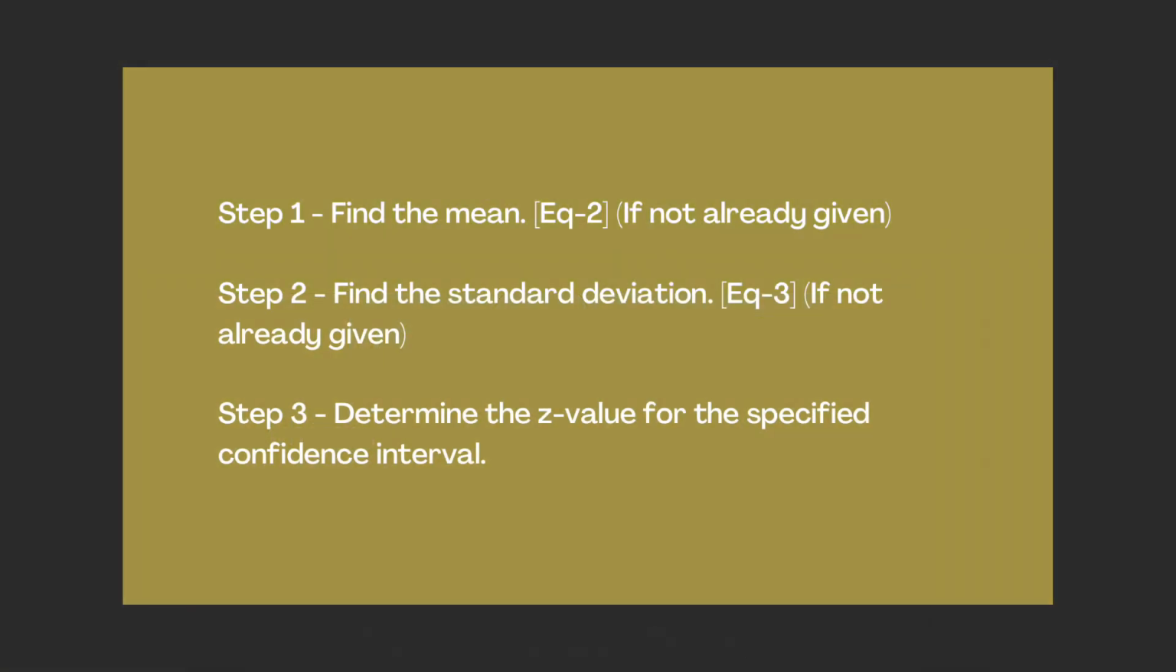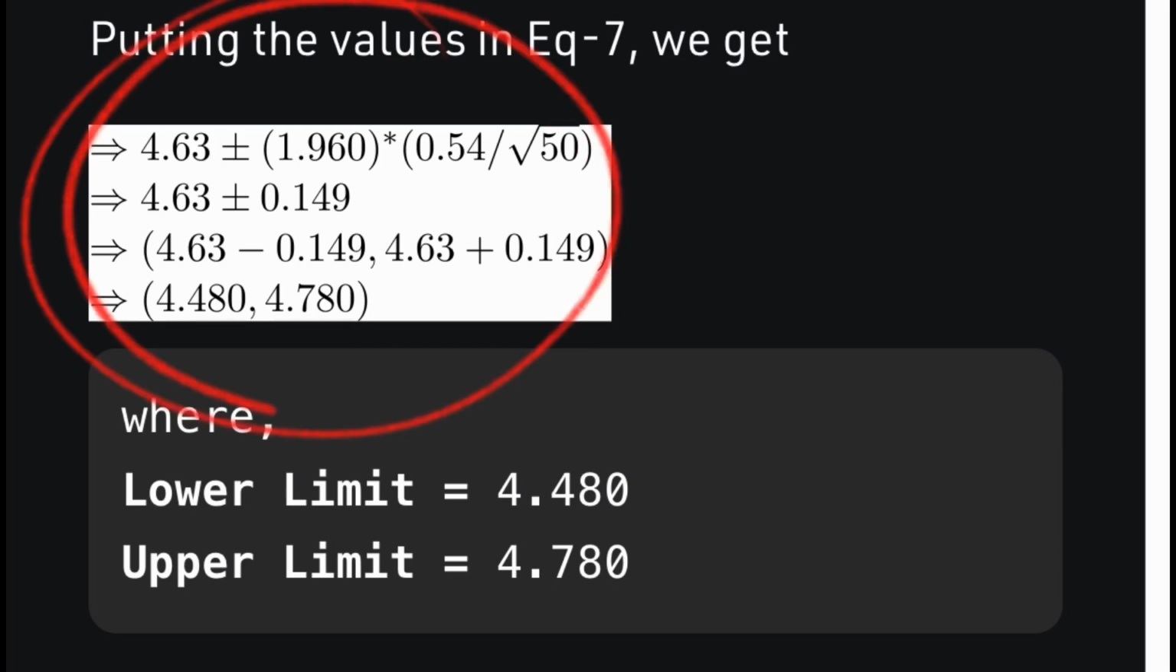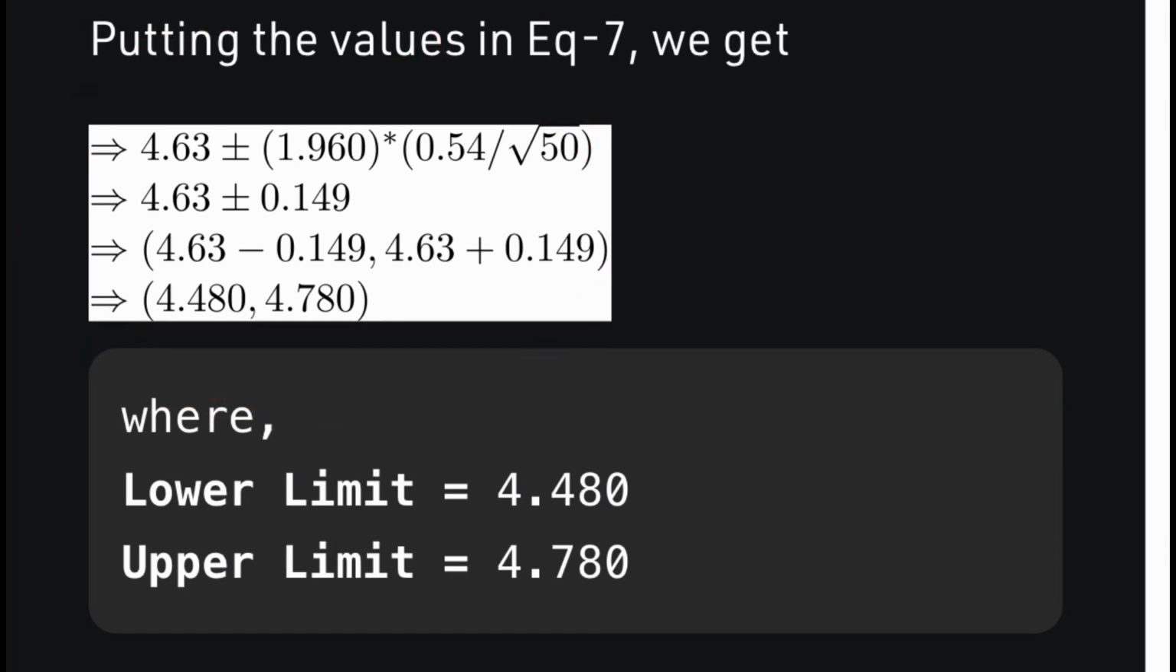Step 1. Find the mean, EQ2, if not already given. Step 2. Find the standard deviation, EQ3, if not already given. Step 3. Determine the z-value for the specified confidence interval. Putting the values in EQ7, we get this, where the lower limit equals 4.480 and the upper limit equals 4.78. Therefore, we are 95% confident that the true mean RBC count of adult females is between 4.48 and 4.78.